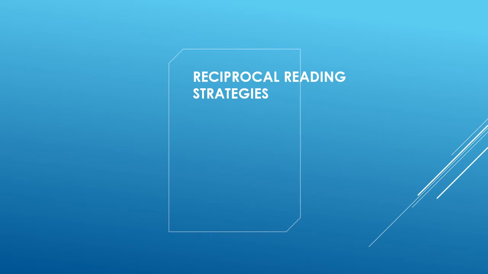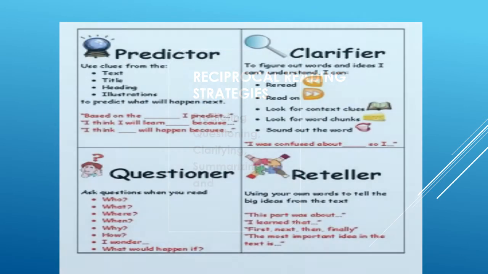Reciprocal reading strategies. We have 4 reciprocal reading strategies: predicting, questioning, clarifying, and summarizing. So here we have 4 roles of students in a group: predictor, clarifier, questioner, and reteller.